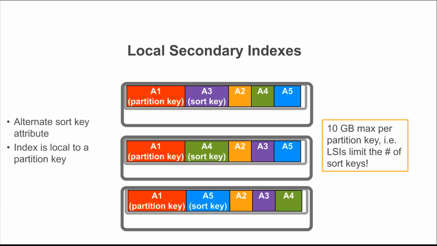There's 2 important things to note about local secondary indexes. They are limited to 10 gigabytes of data, and we have some options in our API so that you can monitor the size of the collections. The second thing to note is that LSIs can only be created when the table is made.